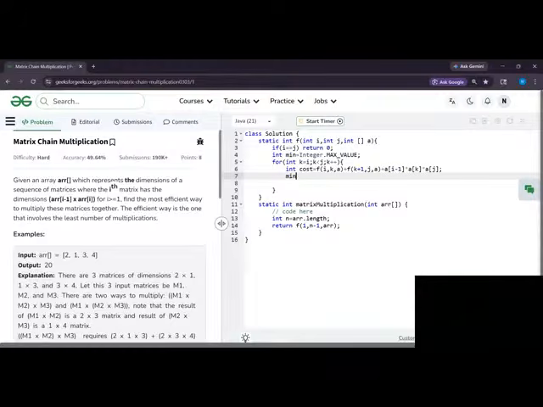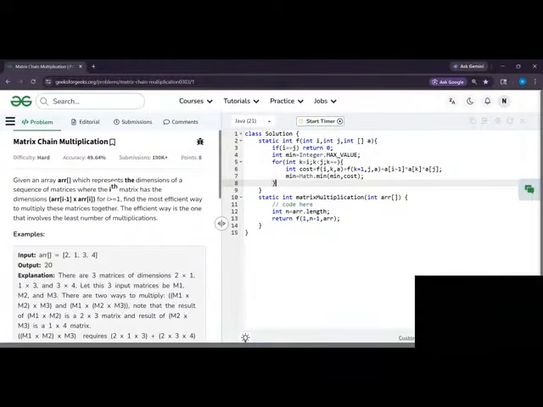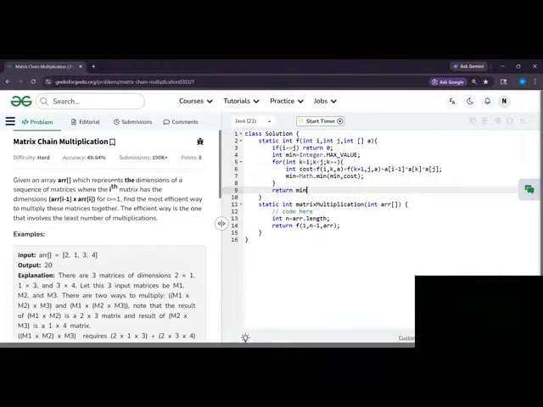And as I said, we should take the minimum value in the answer that we are getting. That is Math.min of min comma cost. We should take the minimum value of all the answers that we calculated. In the end, we should return the answer, which is return min.